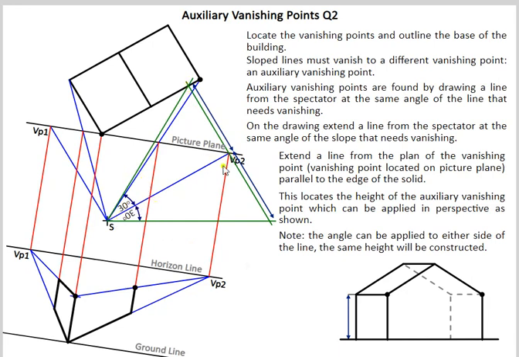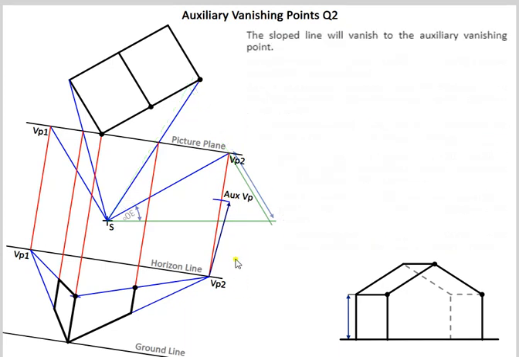Now one of these is above the vanishing point VP2 and one is below, and the reason for this is this slope is going up the way, this slope is going down the way. So when we're joining them to VP2, one will go above VP2 and one will go below. So we have an auxiliary vanishing point here and we have an auxiliary vanishing point below.